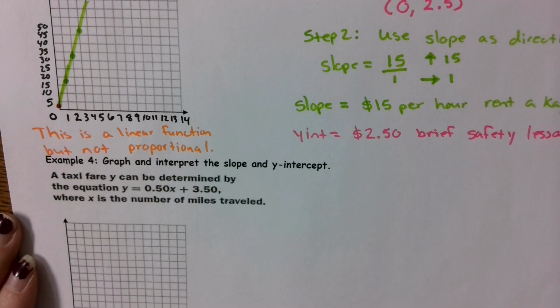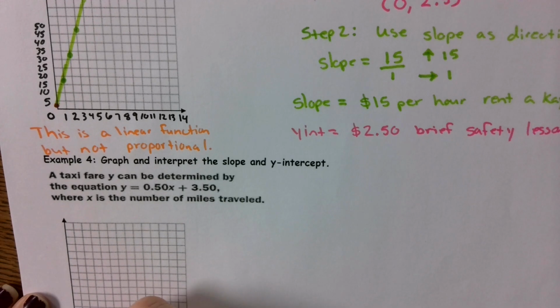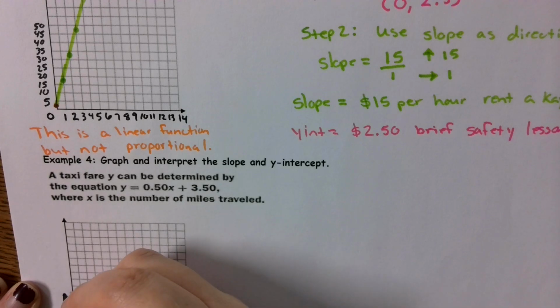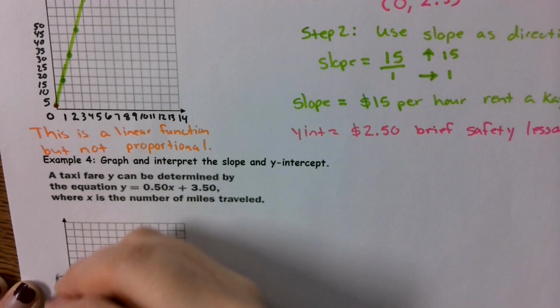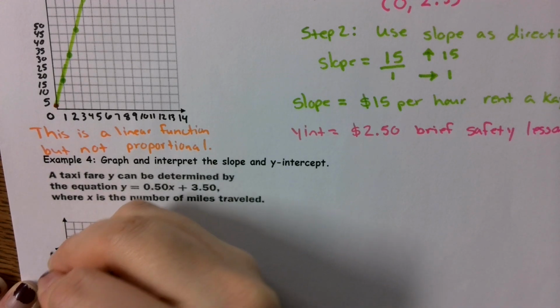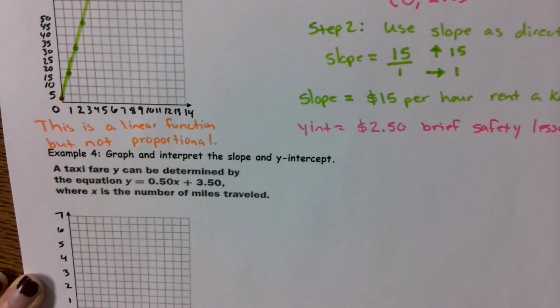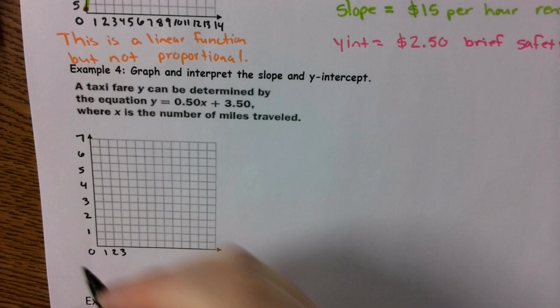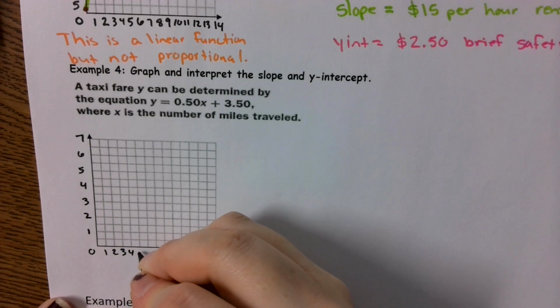Example number 4. I'm going to go ahead and show you, for the x values, go ahead and count by ones. And then for the y values, I want you to skip every other one and count by ones. Skip every other box and count by ones. For the y values, you're going to skip every other box and count by ones, but for the x values, you're going to go by ones every single box.